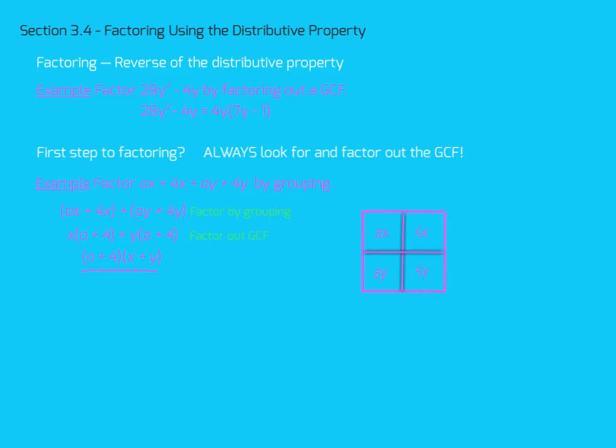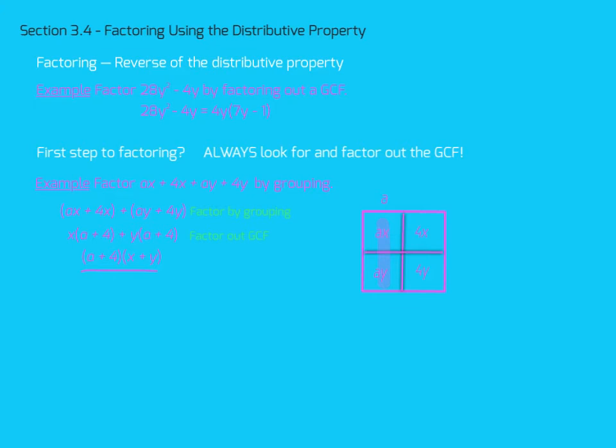So let's go ahead and look at our first column here. We have ax and ay. What do those both have in common? An a. I'm going to go ahead and write that up above that column because that is the greatest common factor for those two terms.